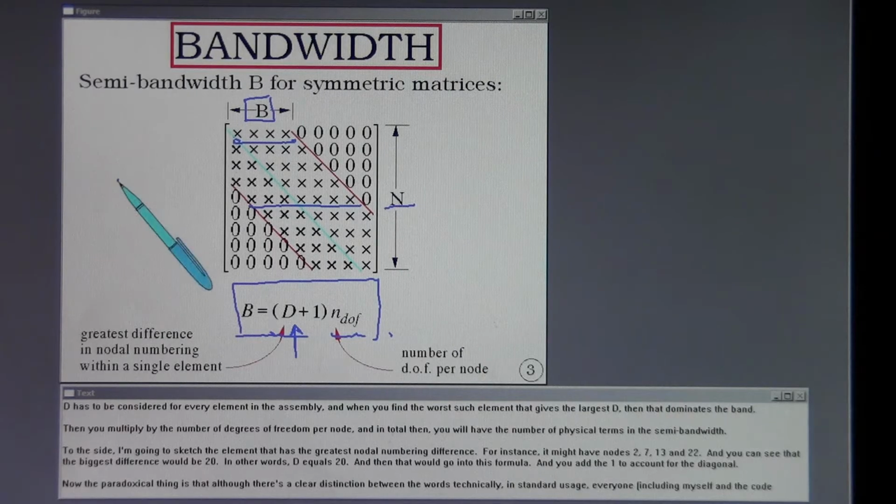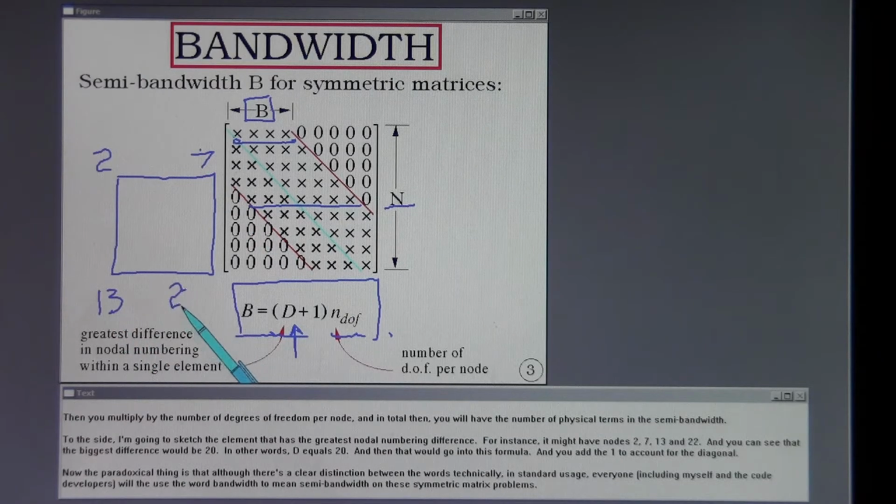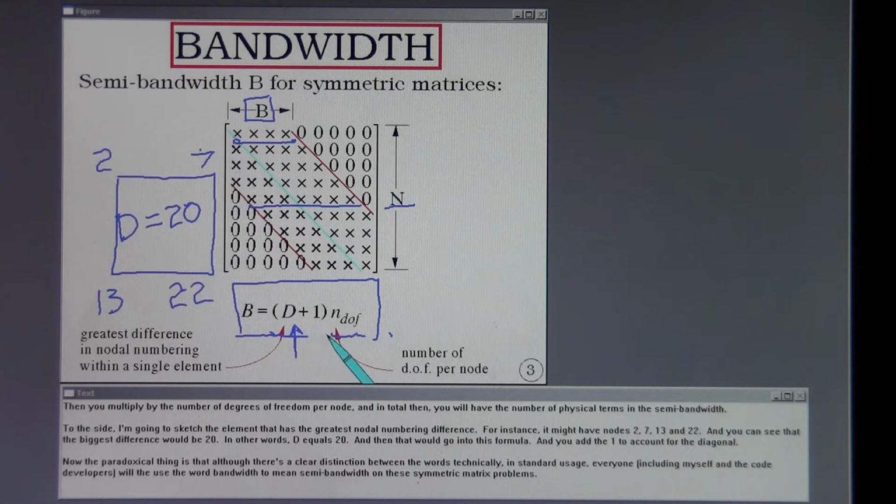To the side, I'm going to sketch the element that has the greatest nodal numbering difference. For instance, it might have nodes 2, 7, 13, and 22. And you can see that the biggest difference would be 20. In other words, D equals 20. And then that would go into this formula. And you add the 1 to account for the diagonal.